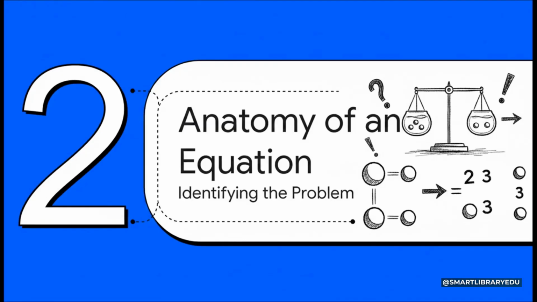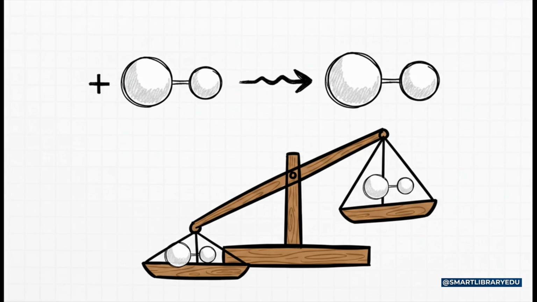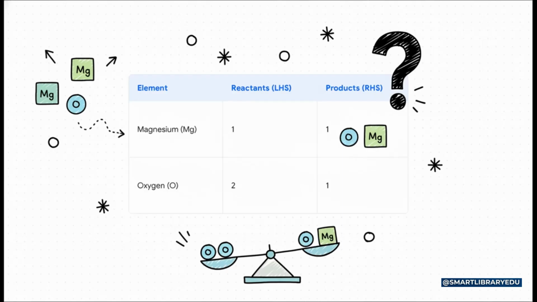All right, now you can't fix a problem until you know how to spot it. So let's take a look at the anatomy of an unbalanced equation, which is sometimes called a skeletal equation. Here is a super common example. Magnesium, or Mg, reacts with oxygen, O2, and you get magnesium oxide, MgO. This is what we call a skeletal equation. It tells us what's in the reaction, but it doesn't tell us the correct recipe or how much of each thing we need. And this table right here shows you the problem clear as day.